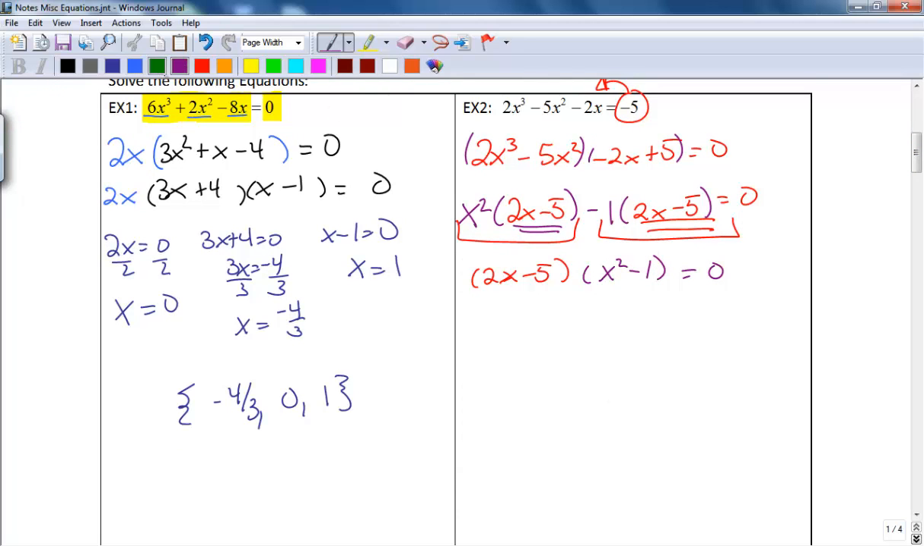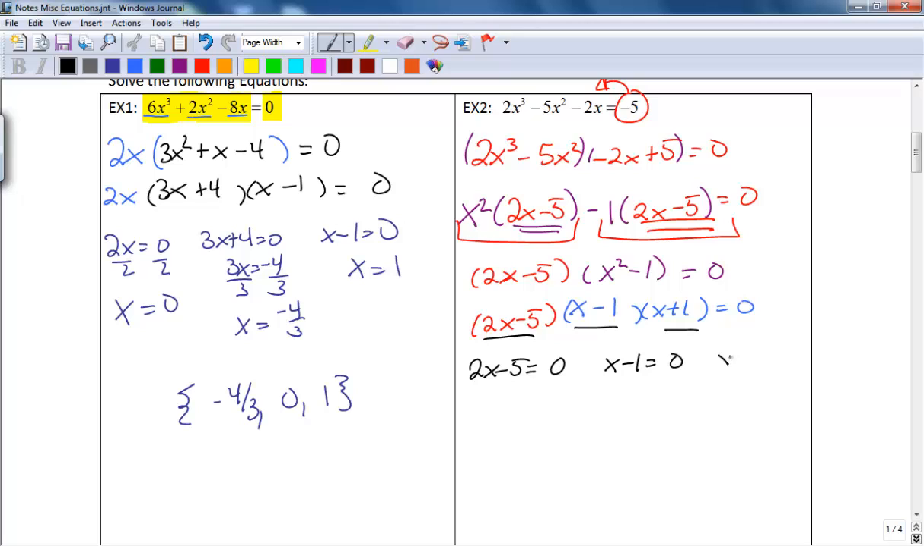I can factor that further, so let's go ahead and bring down my 2x minus 5, and let's factor x squared minus 1. Again, that's the difference of squares, so it factors as x minus 1 and x plus 1 equals 0. Back to the same question. Are every single one of these factors now prime? Yes, yes, and yes. So go ahead and set each one of these equal to 0 and solve all of them for x.